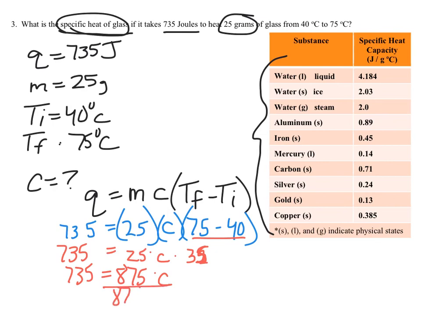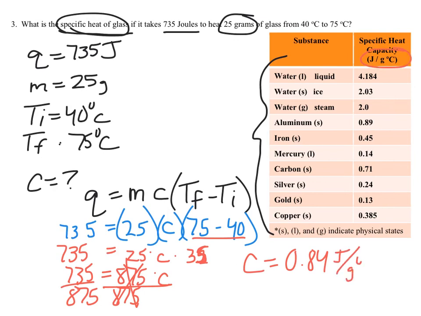I'm going to divide both sides by 875 so that C can be by itself and isolated. Don't forget, C is the specific heat. So 735 divided by 875 gets me about 0.84 for an answer. Now, what does that mean? 0.84, the units for specific heat capacity would be up there at the top of the chart, joules per gram degree Celsius. So let's look at glass's specific heat compared to others. In fact, glass has a higher rating than quite a few of these.